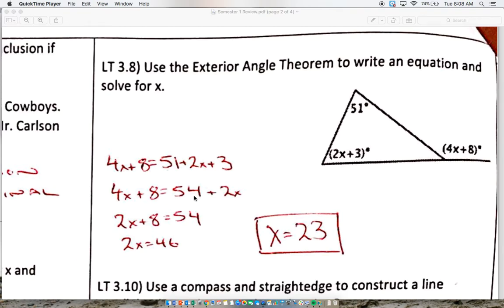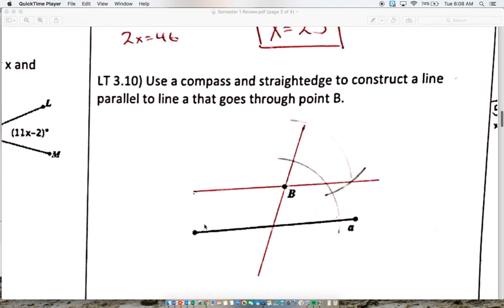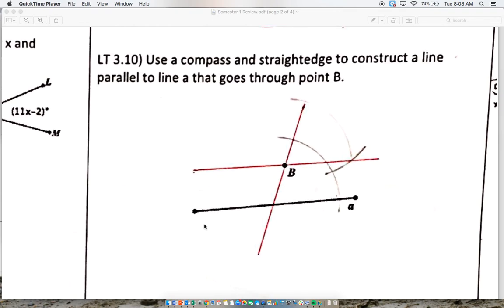That's where I get the 54. I put all the x's together. I subtract 2x from both sides. That's where this 2x comes from. I subtract 8, divide by 2, and I get x equals 23. All right, here's another construction to construct a parallel line.